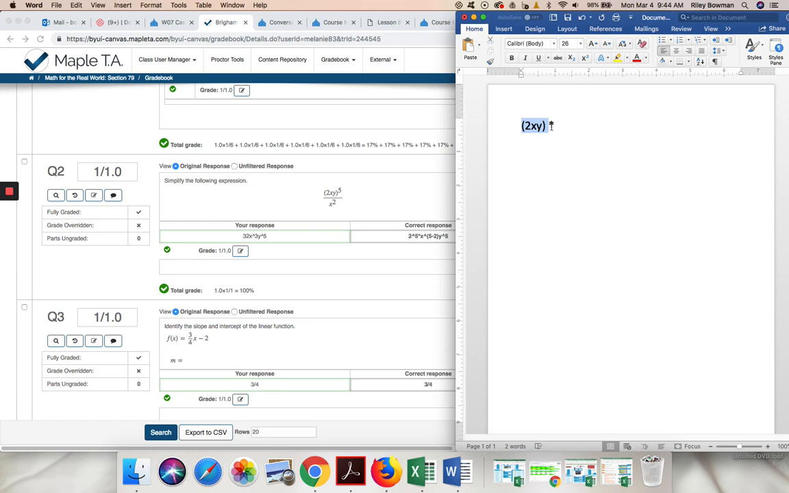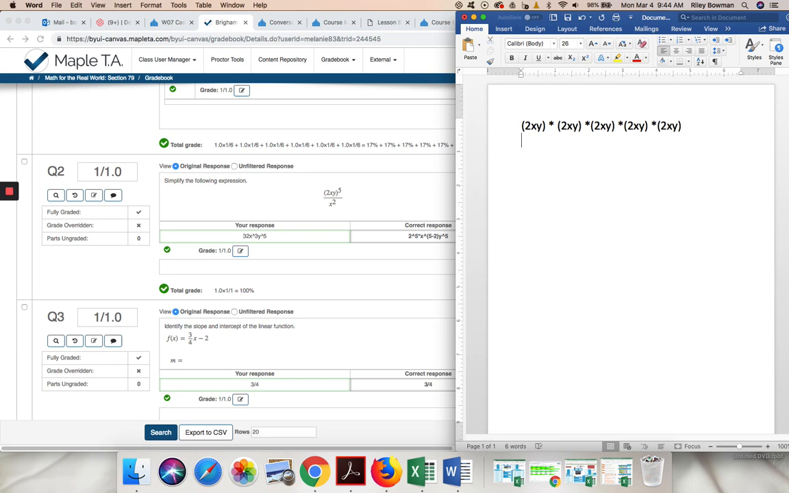This means I have 5 of them. So 2xy times 2xy times 2xy times 2xy times 2xy. 1, 2, 3, 4, 5. There we go. And then I can expand that by saying 2 times 2 times 2 times 2 times 2 and x times x times x times x times x, which gives you 5 x's and 5 y's.